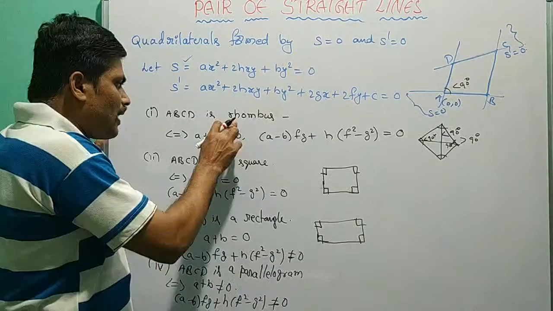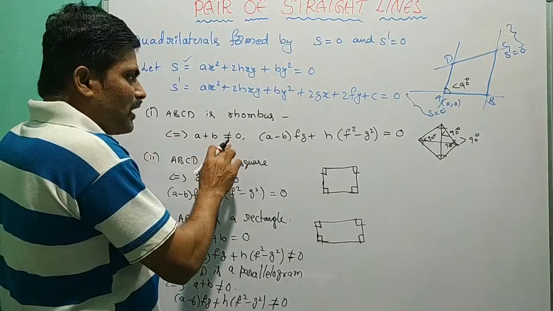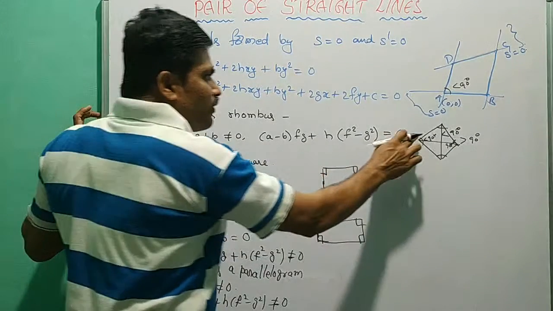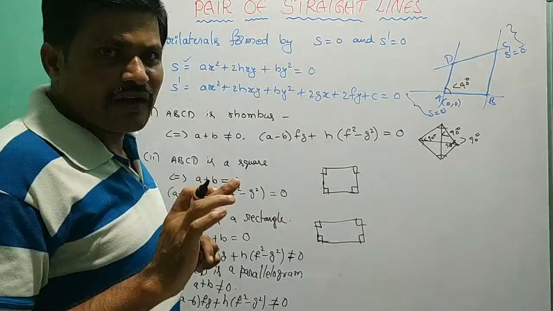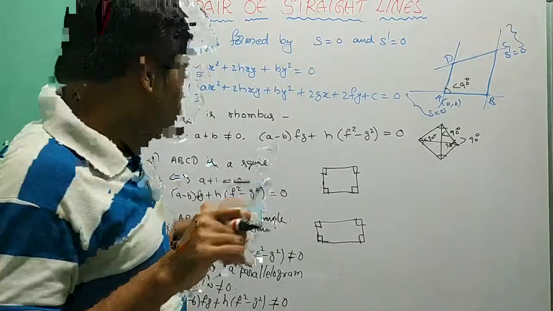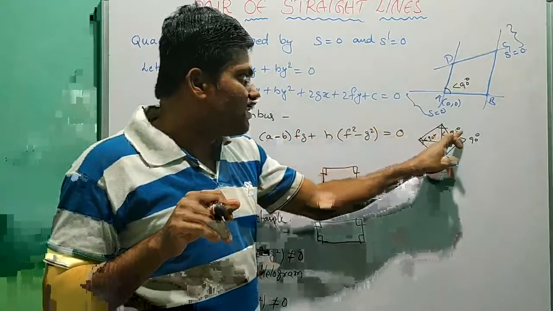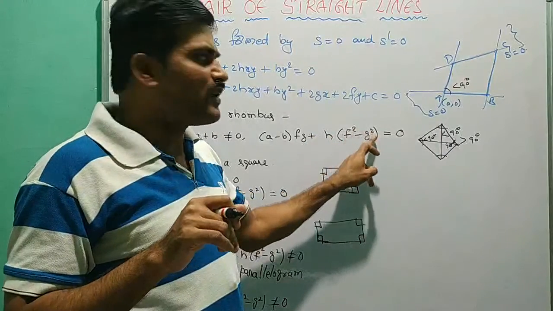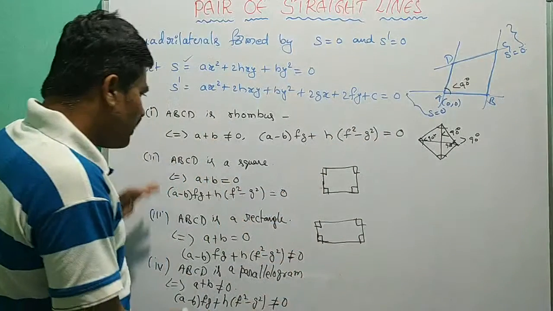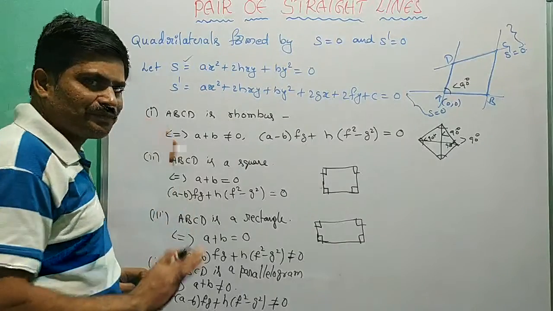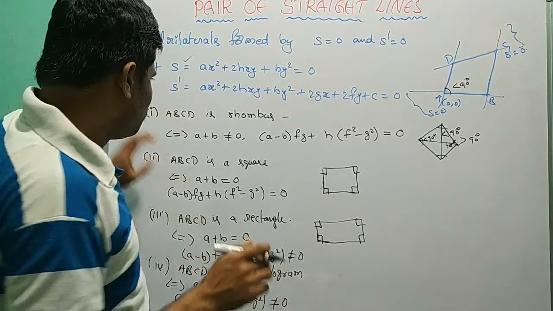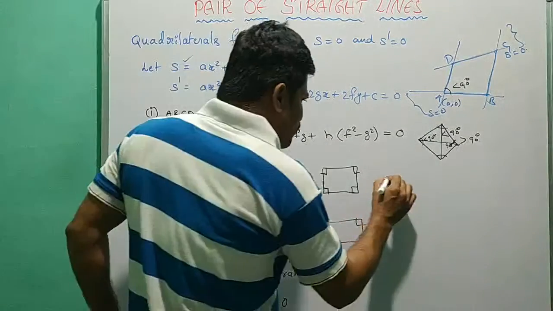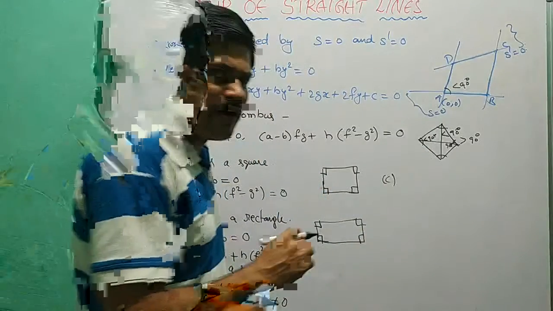But a plus b is not perpendicular, so the angle between any two adjacent sides is not 90. Similarly, the sides are equal: h and f square minus g square is equal to 0. So these are the four types of quadrilateral formed by pairs of lines. Now to find the area of the parallelogram.